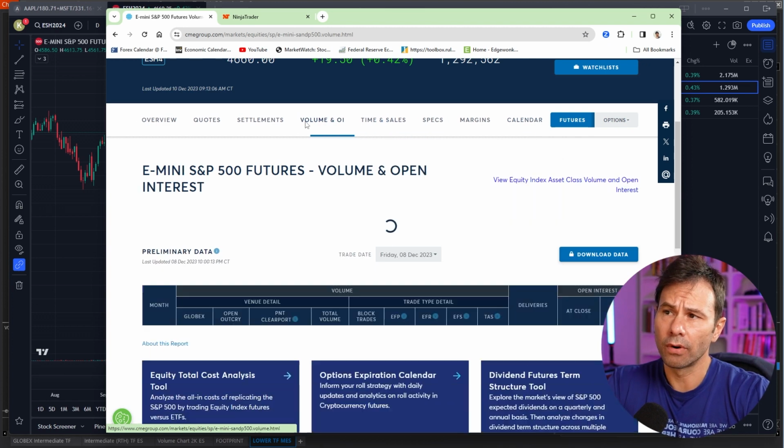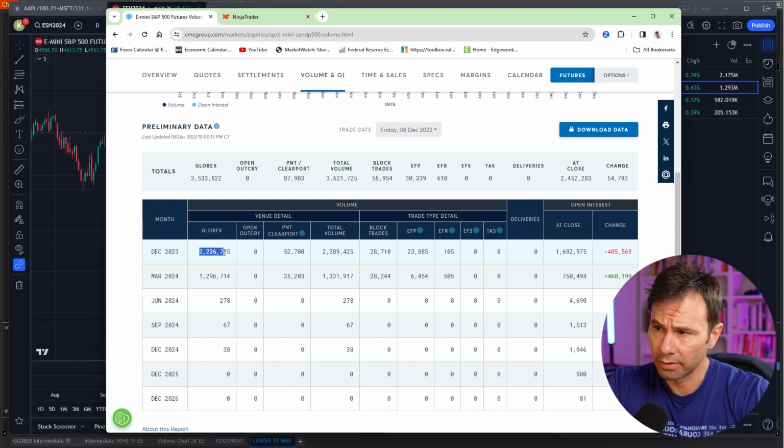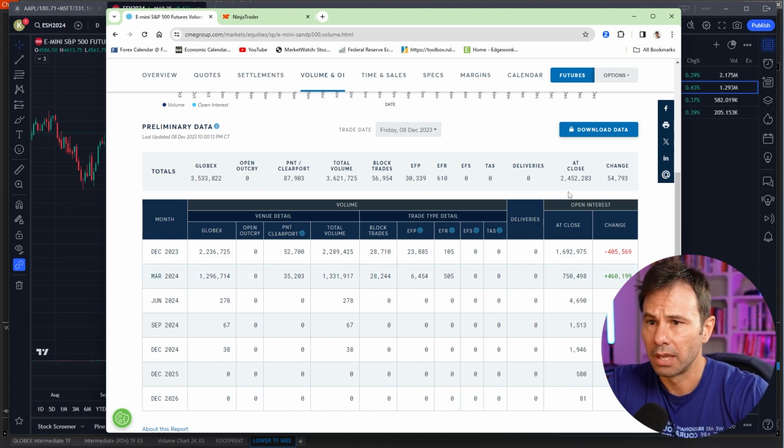And if you come here to volume and open interest, you can see how the December contract still has the majority of volume, 2,200,000, and the March has approximately 1,300,000. But you can see the open interest, these are the positions in the contracts, right? Open positions, either short or long. You can see how this one is just being closed. 400,000 positions were closed just on Friday, and 460,000 new positions were opened in the March contract, right? So this is what tells you the rollover is happening.